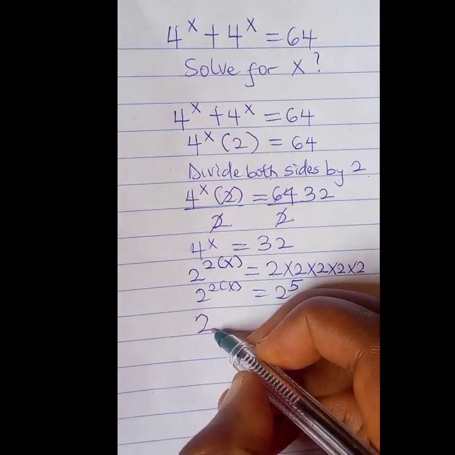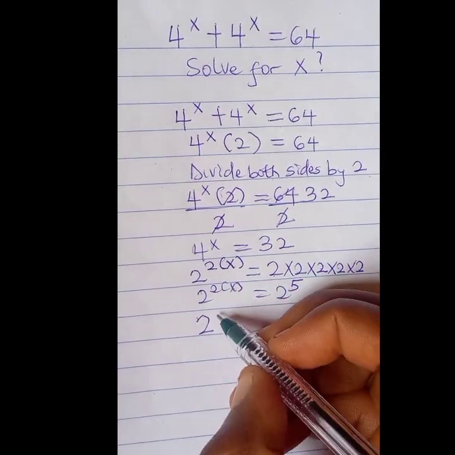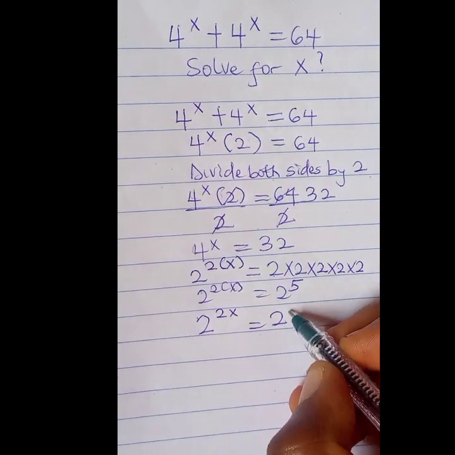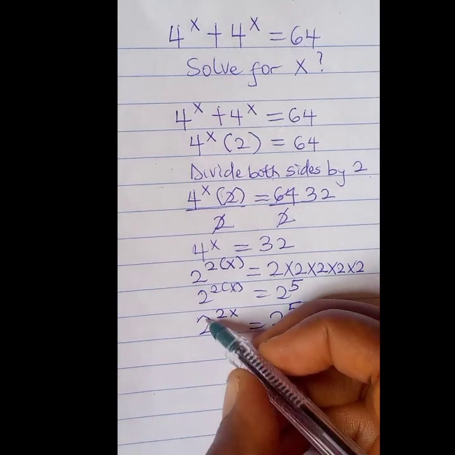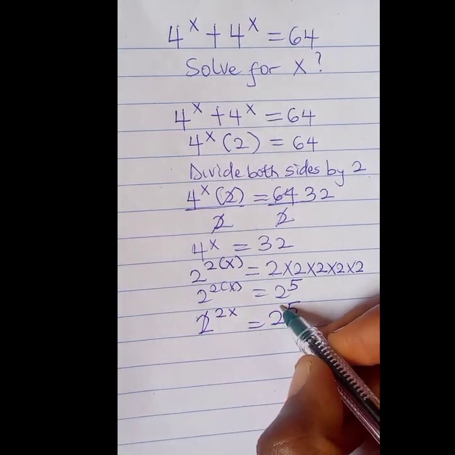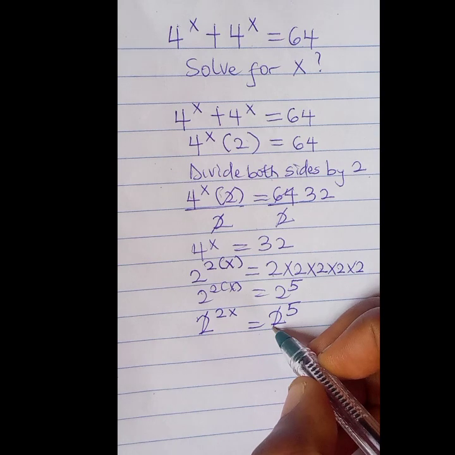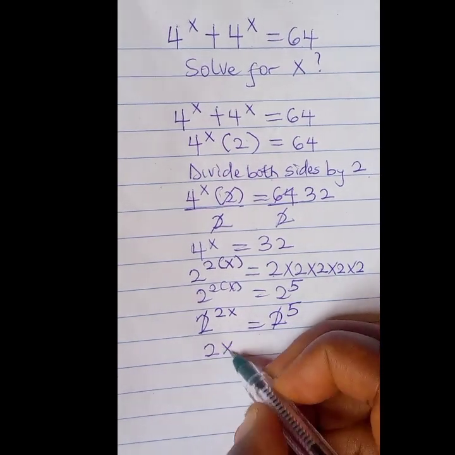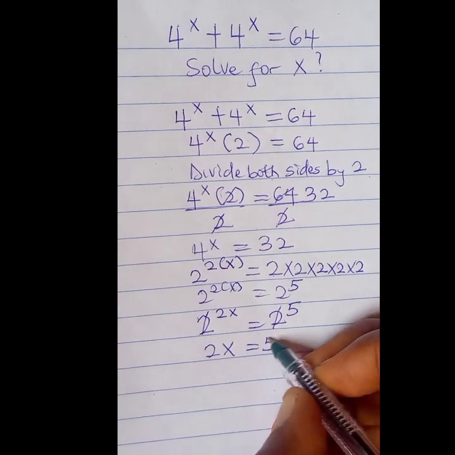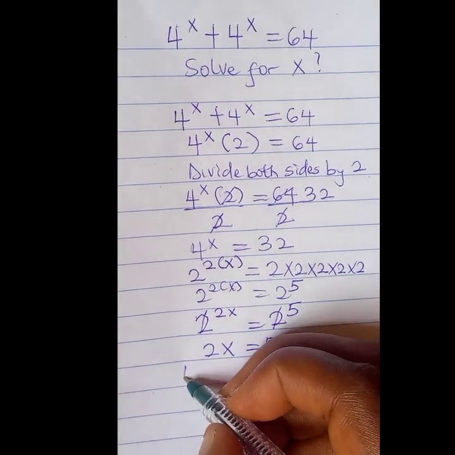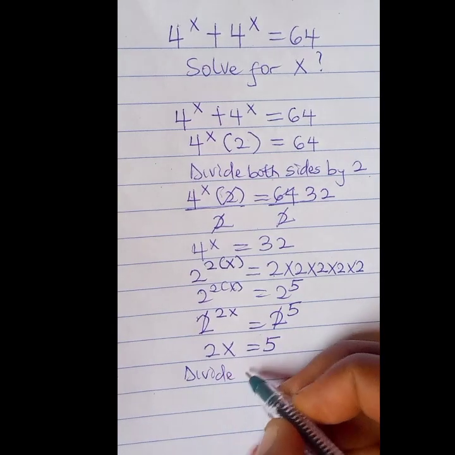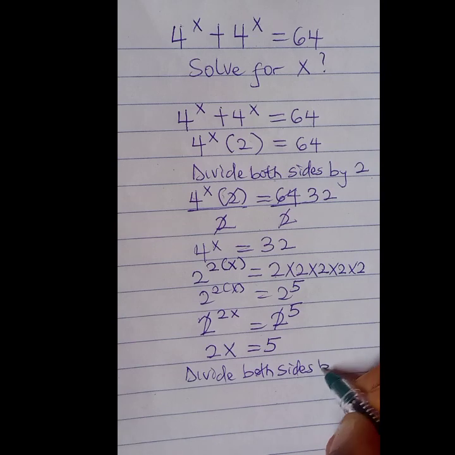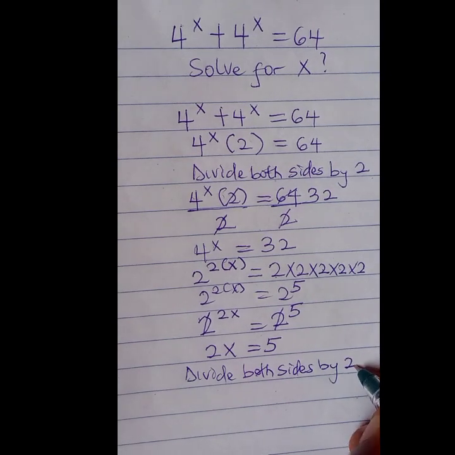Now, 2 raised to power 2 times x, 2x equals 2 raised to power of 5. Then we are going to cancel the 2 from both sides. Then our answer will now be 2x equals 5. Divide both sides by 2.